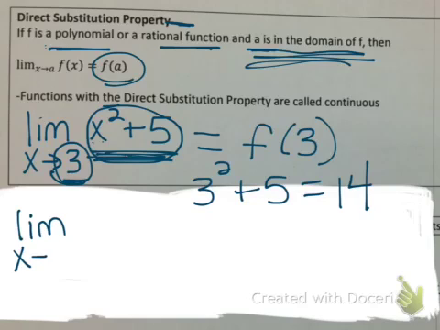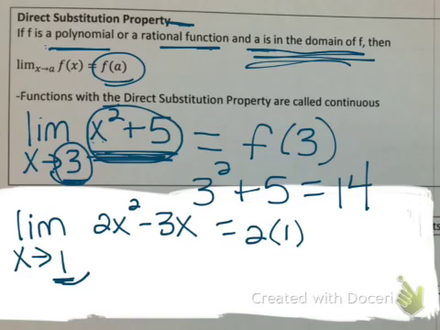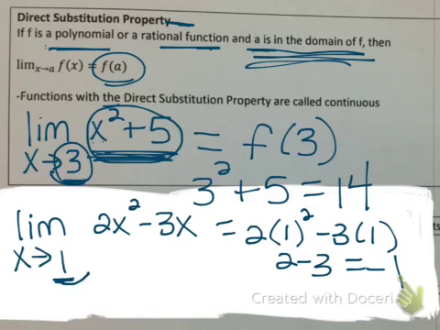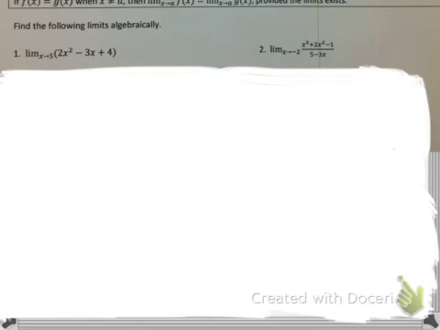Do another one. Limit as x approaches 1 of 2x squared minus 3x. All I'm going to do is take 1, plug it into the function. So I'd have 2 times 1 squared minus 3 times 1. 2 minus 3, negative 1. So direct substitution is saying that if a is in the domain of f, as long as I can plug it in, I don't get division by 0, the limit as x approaches that value, all I have to do is plug the x value into the function.